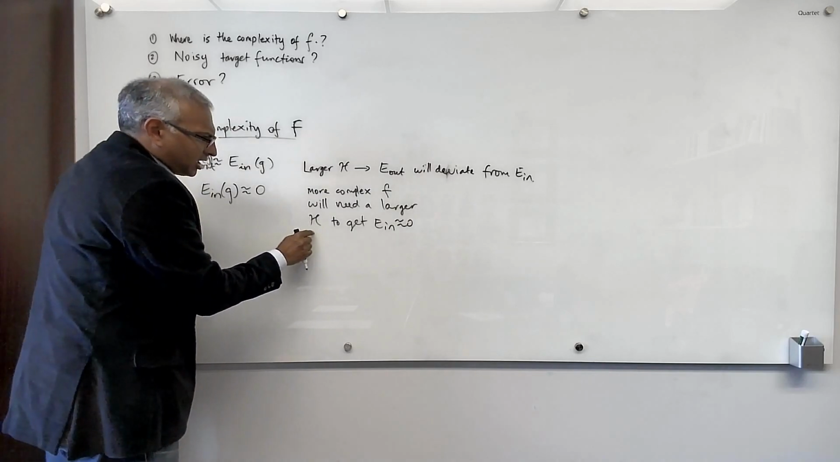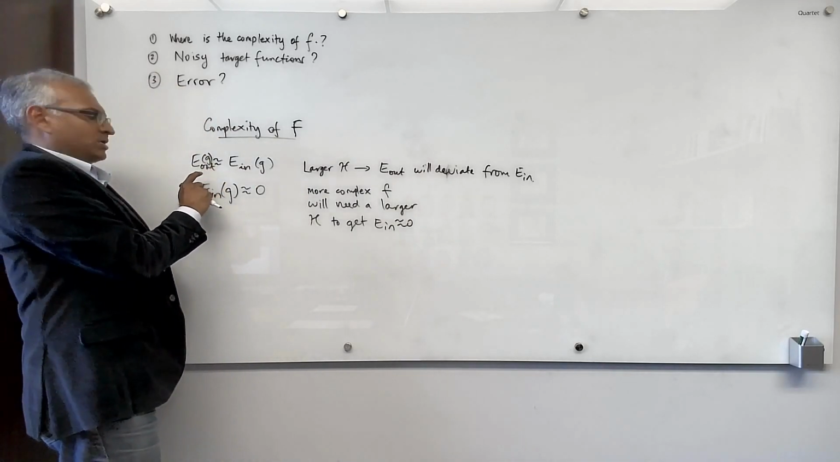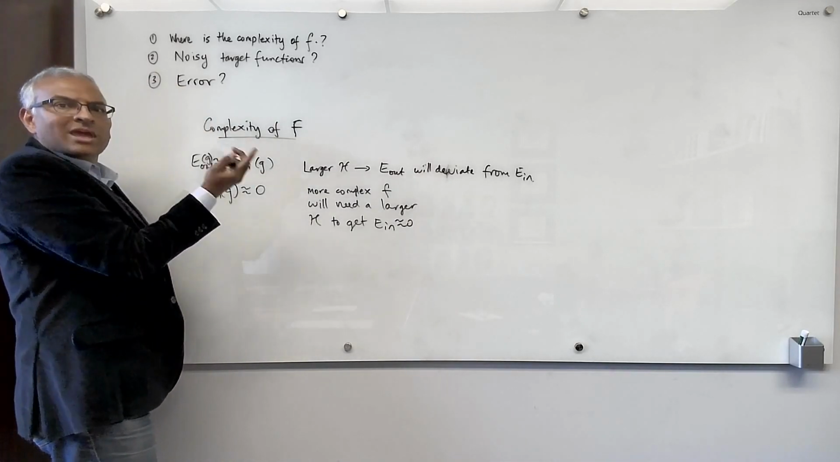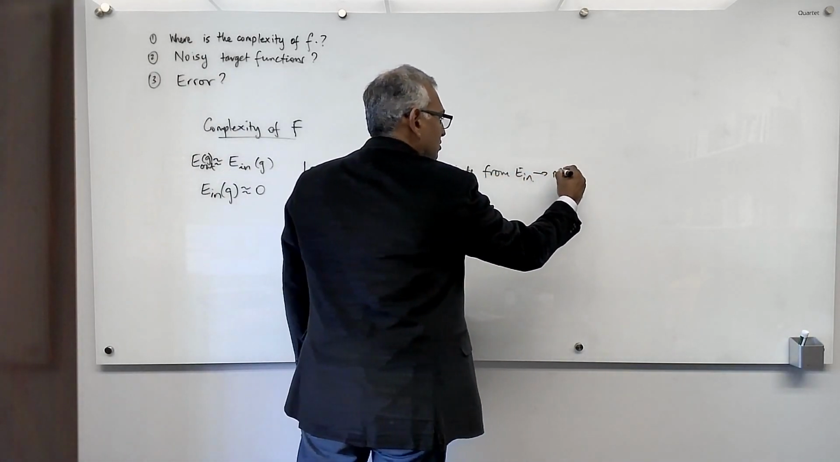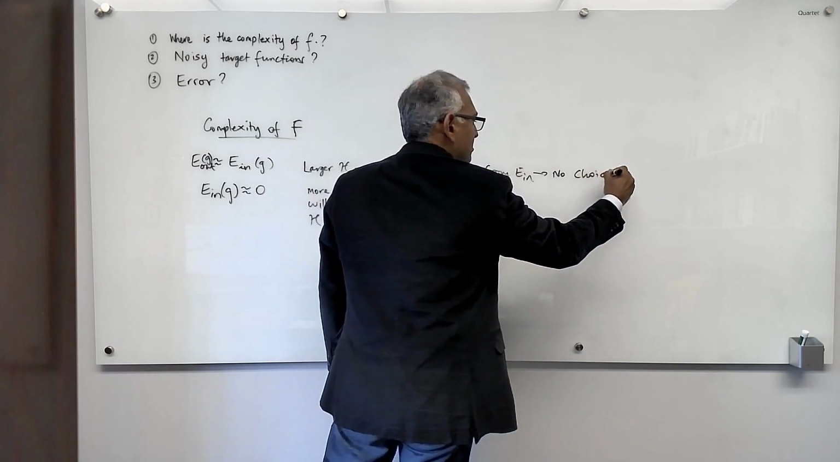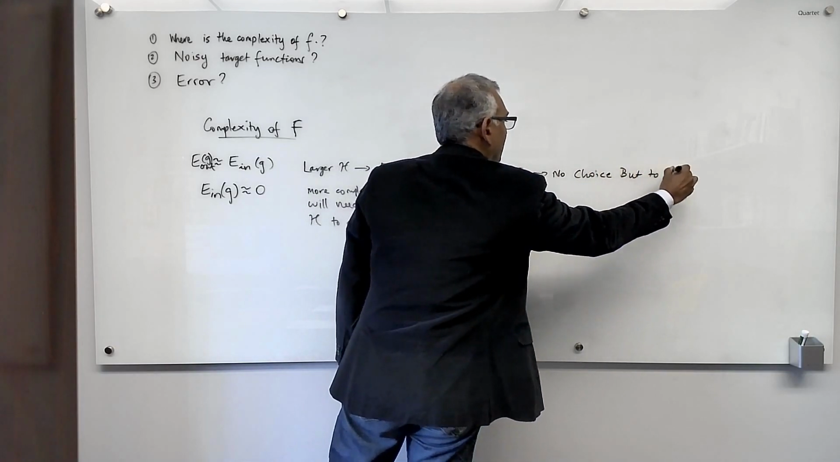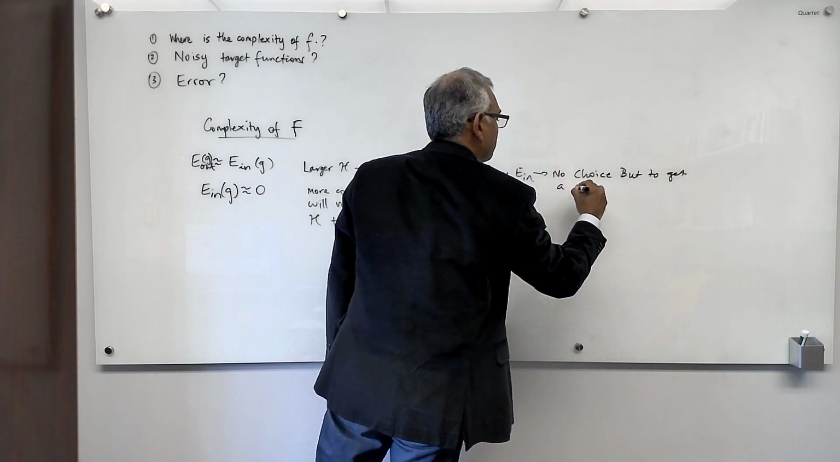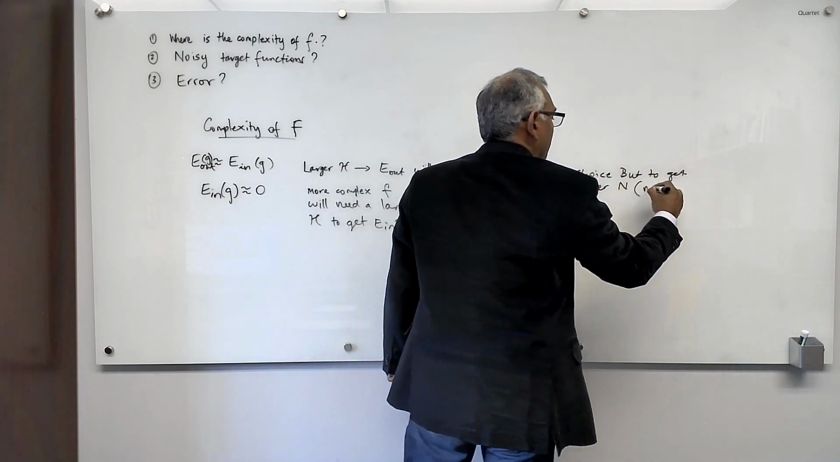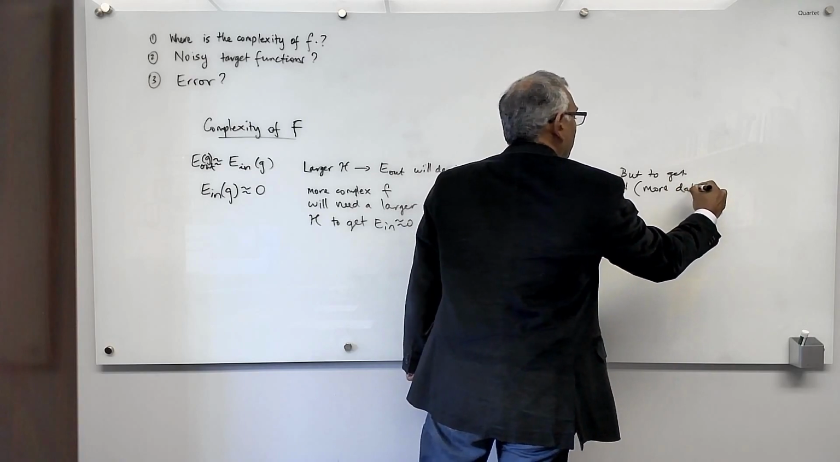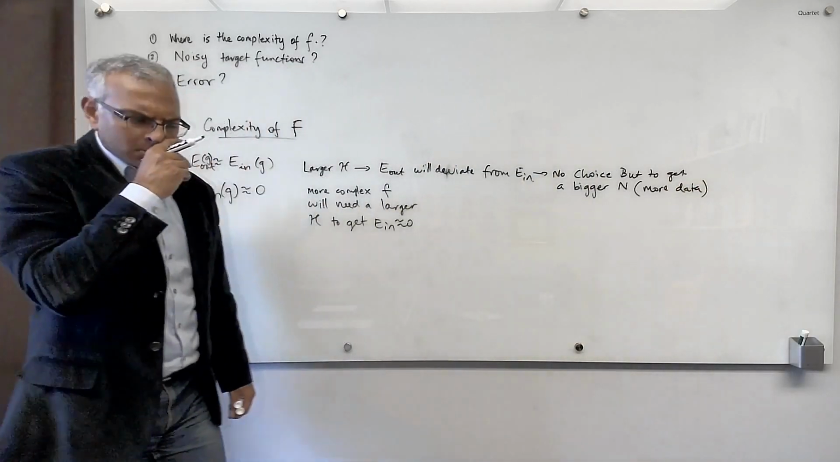We have to use a larger h. But we also have no choice. We have to maintain this theoretically. So we have no choice but to get a bigger n, i.e. more data.